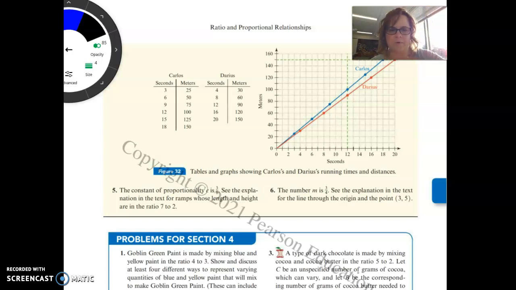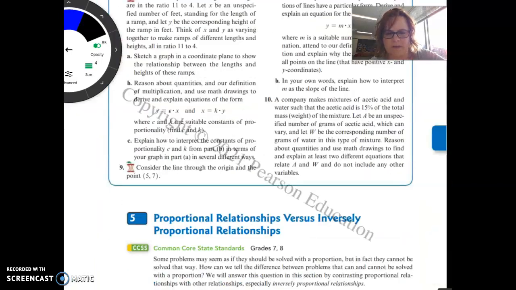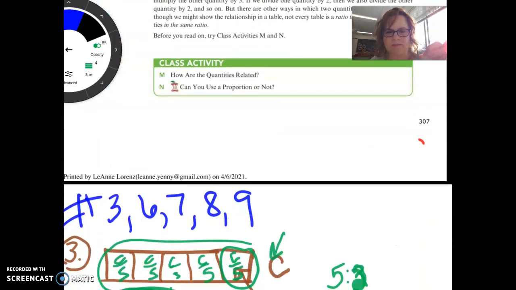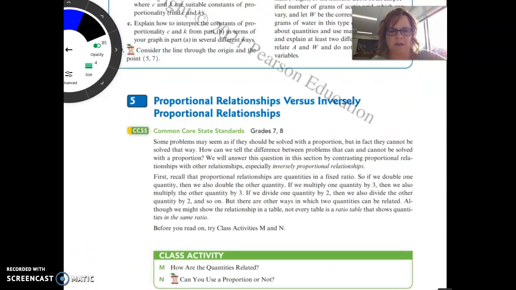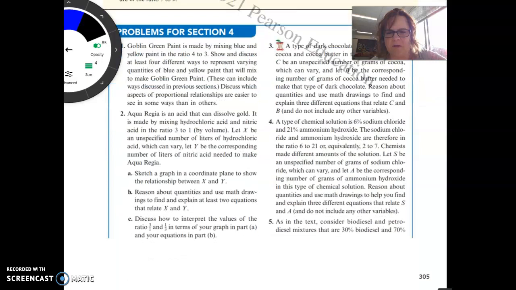I'm going to go over the problems for section 4. For section 4 you needed to do 3, 6, 7, 8, and 9. And so let's get started. I'm going to read number 3 and then we'll get to it.